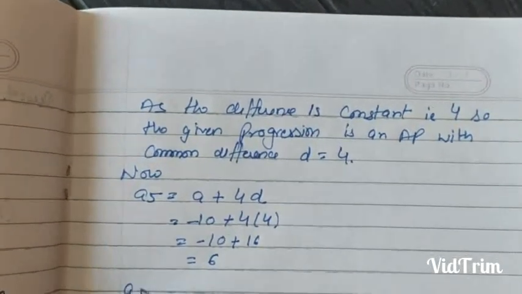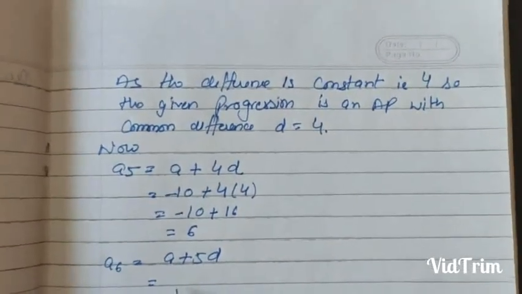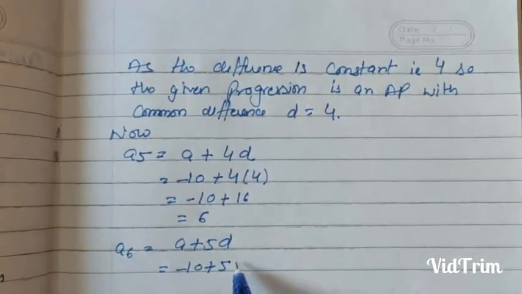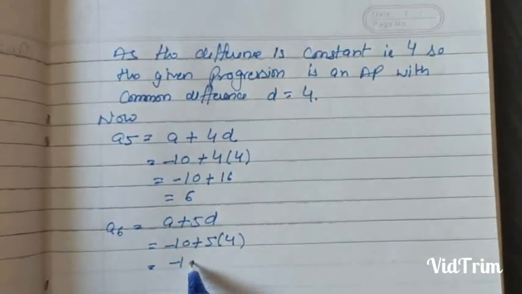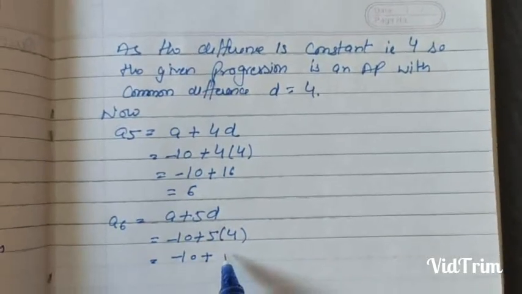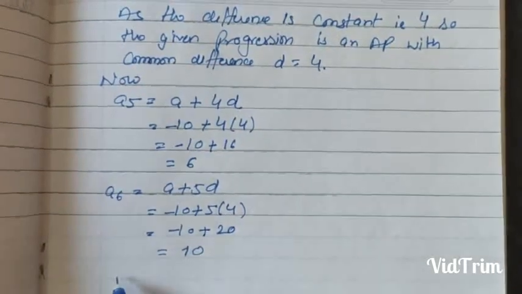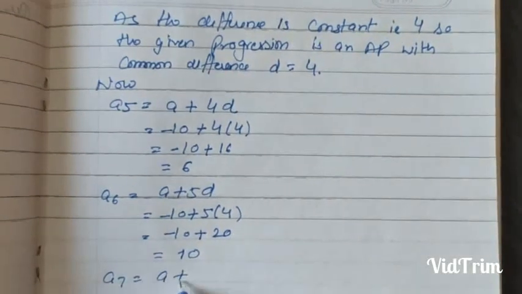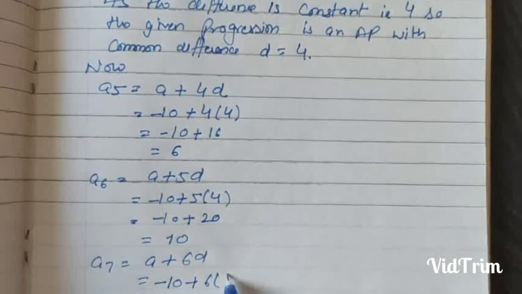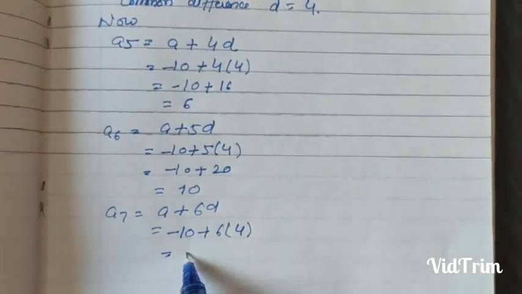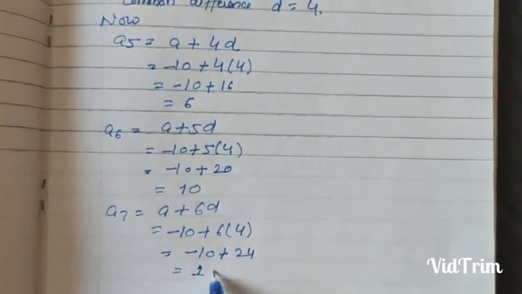Now a6 would be a plus 5d, and a is minus 10 plus 5 into d, that is 4, so that it becomes minus 10 plus 20, which becomes 10. And a7 would be a plus 6d, that is a is minus 10 plus 6 into d, that is 4, so that it becomes minus 10 plus 24, and it becomes plus 14.